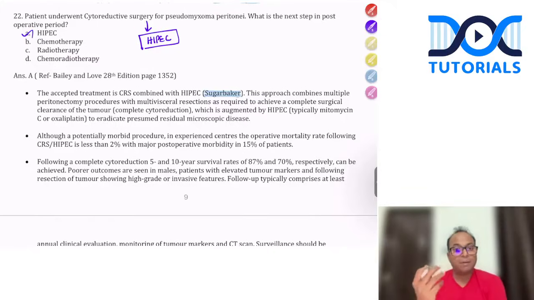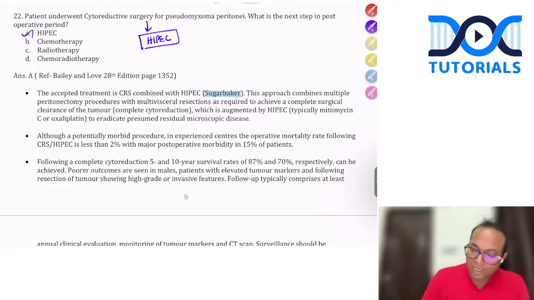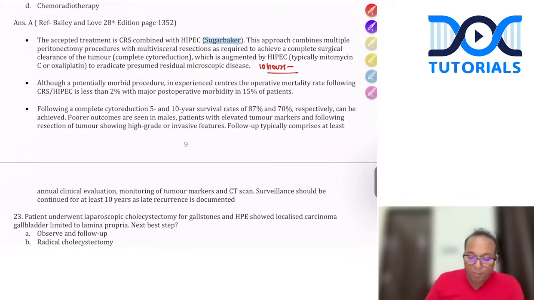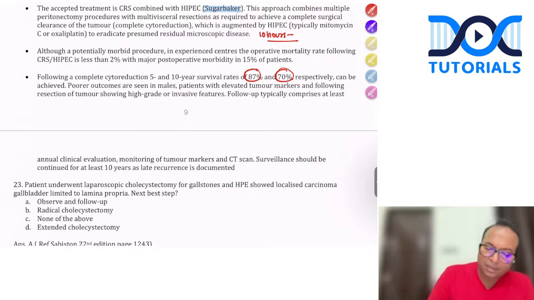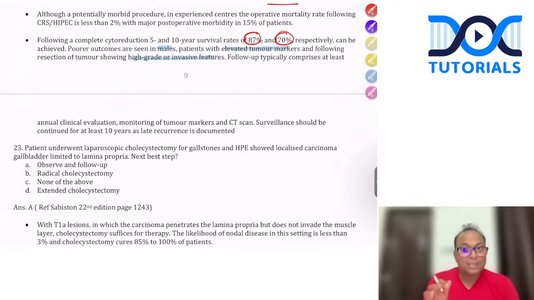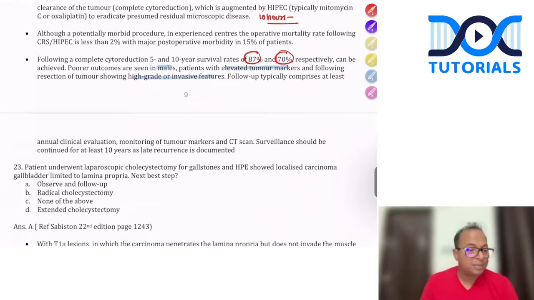This approach combines multiple peritonectomy and visceral resection, and after that mitomycin or oxaliplatin is poured into the abdominal cavity, and we wait for 10 hours. It's a 10 hours plus procedure, where the chemotherapy acts directly on the abdominal organs. Following a complete cytoreduction operation, the 5 to 10 year survival rate is 87 to 70%. Follow-up is essential up to at least 10 years because recurrence is a major issue.